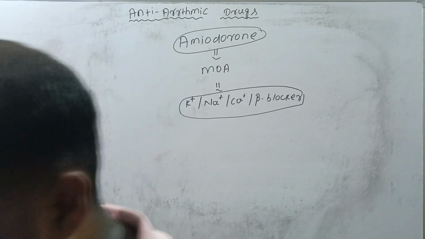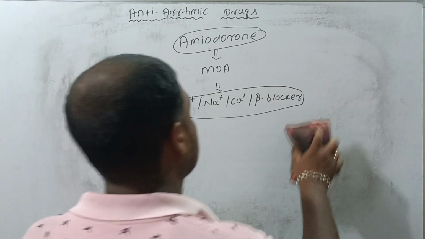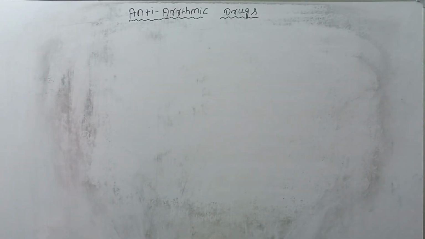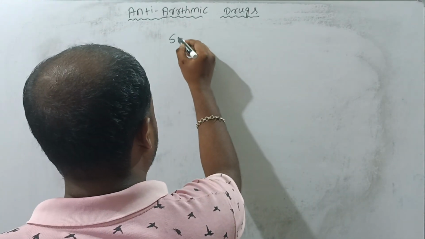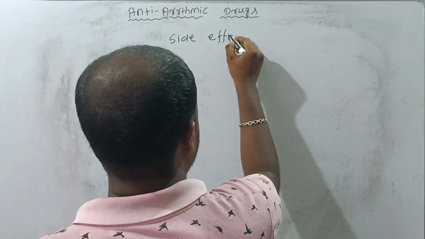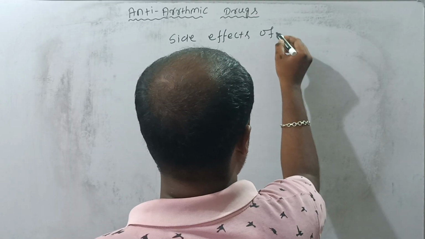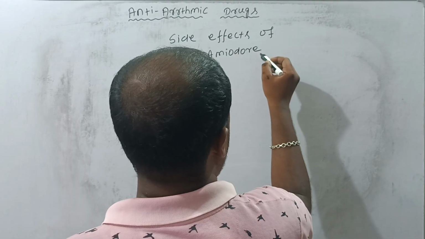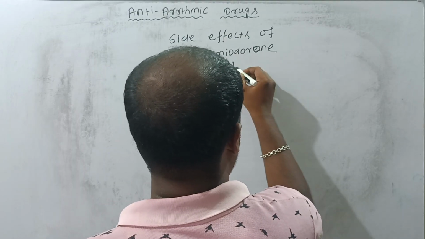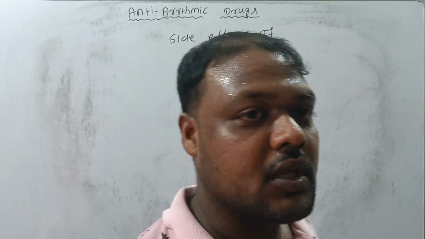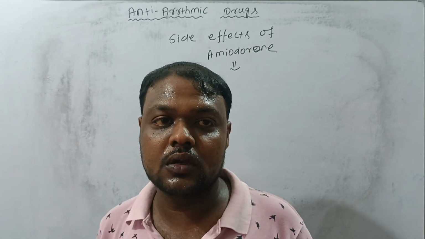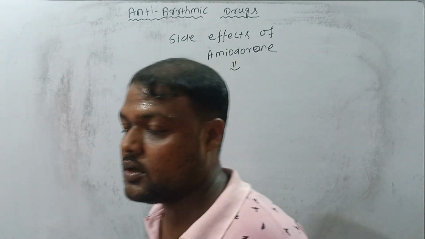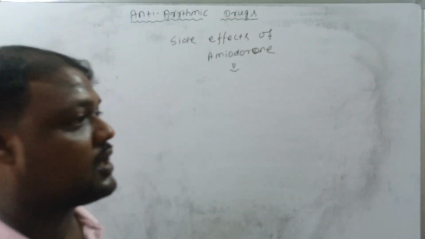Then the side effects of amiodarone. Clear? The other name of amiodarone is Cordarone. Remember this. The other name of amiodarone is Cordarone. Clear? Then the side effects of amiodarone.